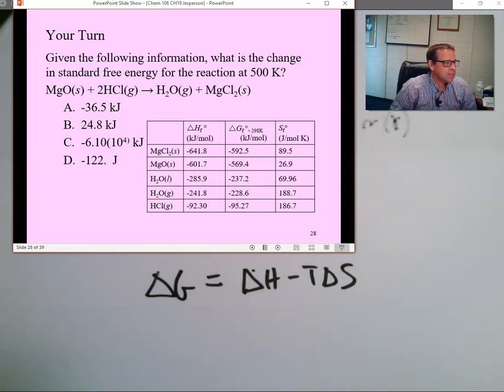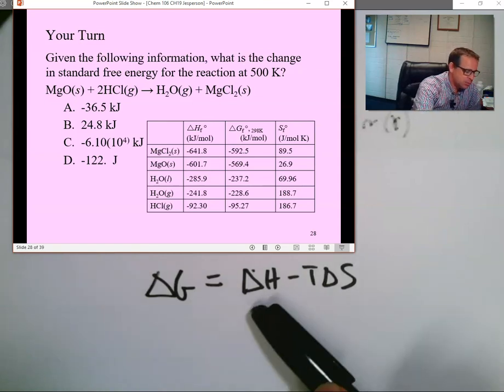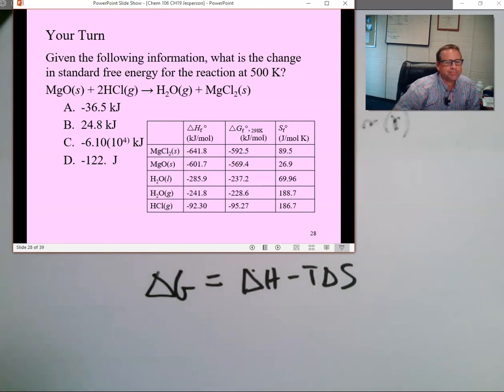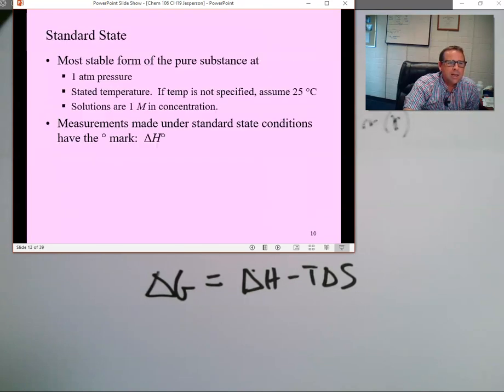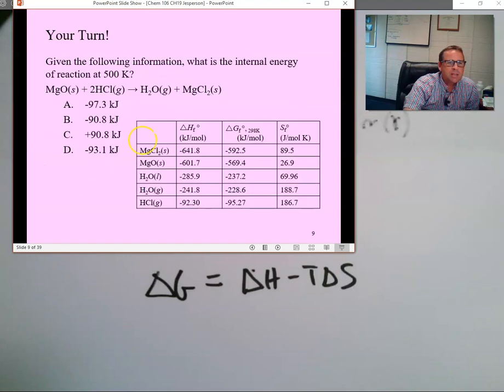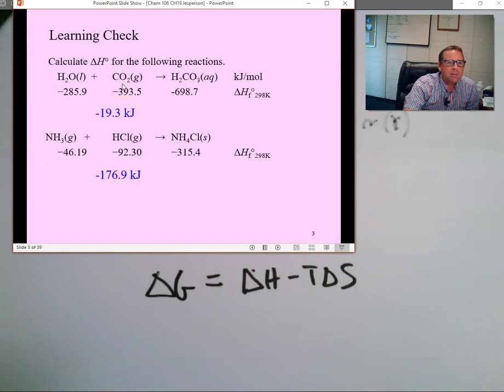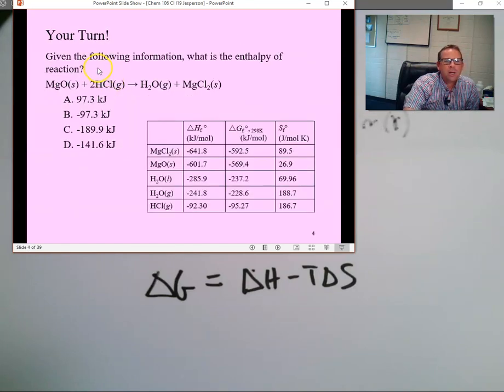Well, what do you think, Alyssa? Any ideas? How would you find the delta H for this process? You would find the sum of the delta H of the products and the sum of the delta H of the reactants. Yeah, and I think we did this before in these slides last class. So let's go back to this one. What is the enthalpy of the reaction?